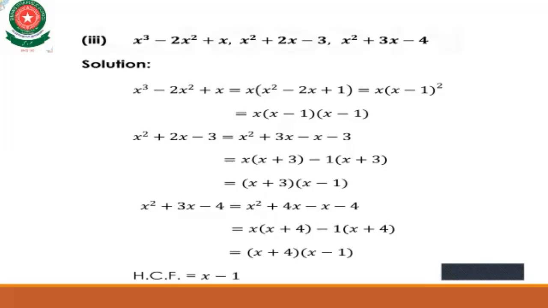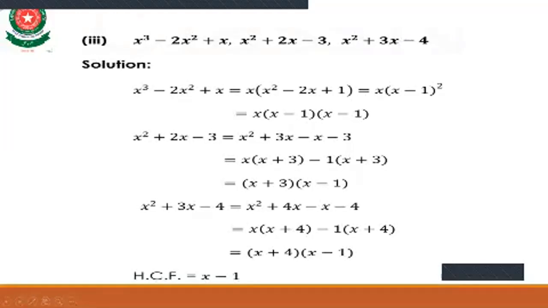So you can note down that in all the terms, x minus 1 is common. x minus 1 is present in the first equation, x minus 1 is also present in the second equation, and x minus 1 is also present in the third equation. So you can write the HCF as x minus 1.